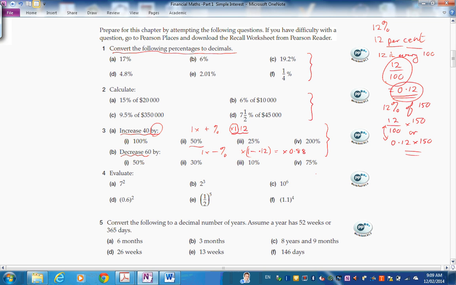Okay, so here powers are important in looking at repeated calculations in financial maths. Can you work out these powers? Evaluate, find the value of. May need a calculator for these.